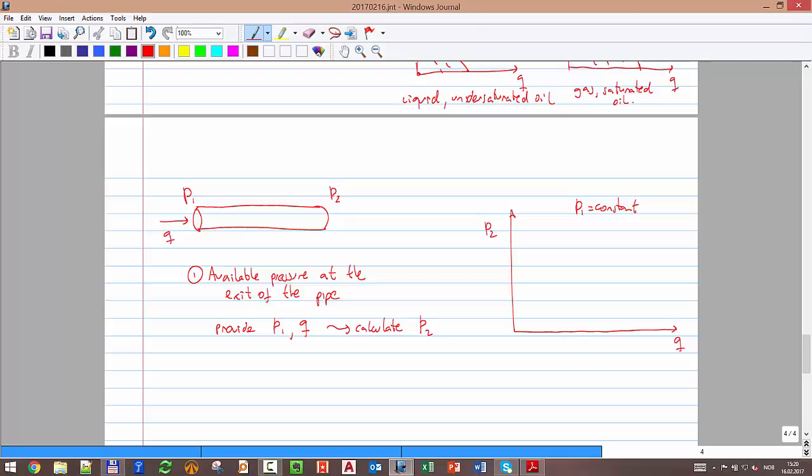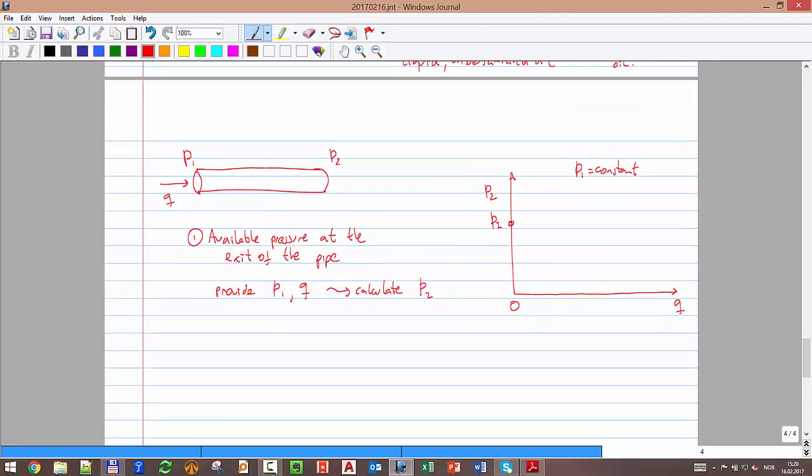Let's start with what we know, 0. If the rate is 0, how should P2 be? Equal to P1, right? So I'm going to put it here. Now, if I start increasing the rate, what will happen with P2 compared to P1? Will it be bigger or lower? Should be lower. Why is that? Pressure drop. Remember, the pressure drop I can divide in delta P by friction and delta P by gravity.